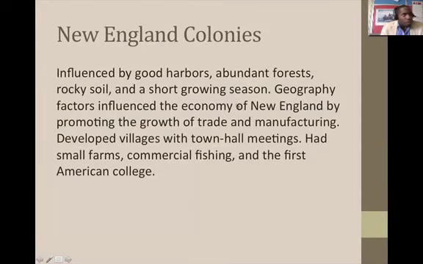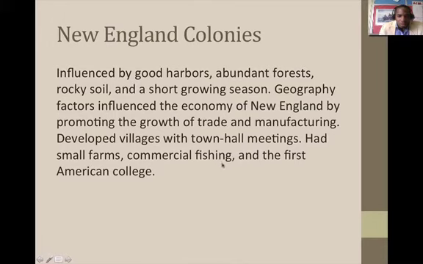And these colonies were divided into three major colonies. One, the New England colonies, where it influenced for good harbors, abundant forests, the rocky soil, and the growing season was really short. So there were geographic factors that influenced the economy of New England, where it's just great for trade and manufacturing. They had small villages and town hall meetings simply because they didn't have a lot of large land for them to farm. So they had the small farms.